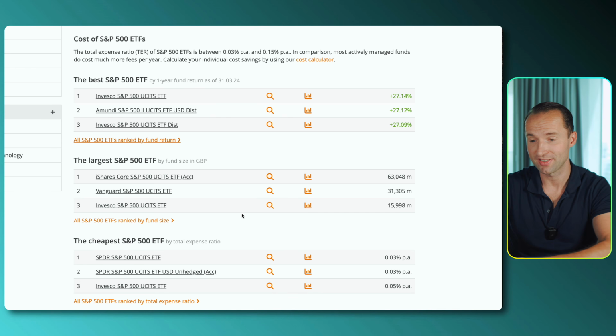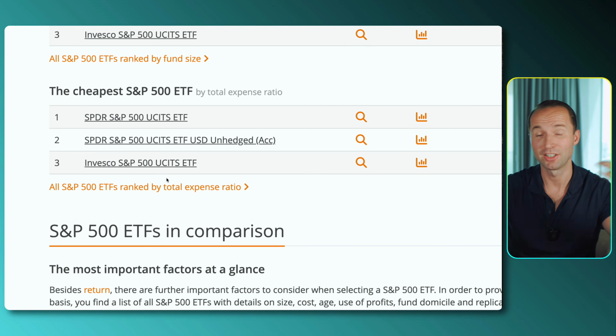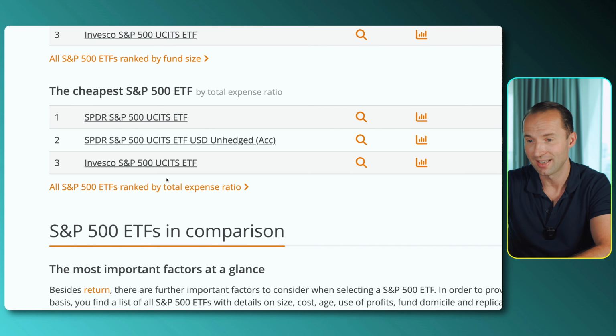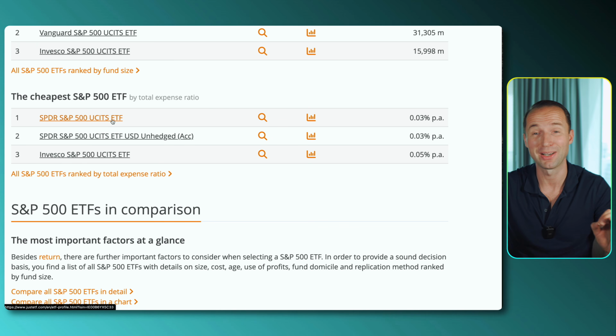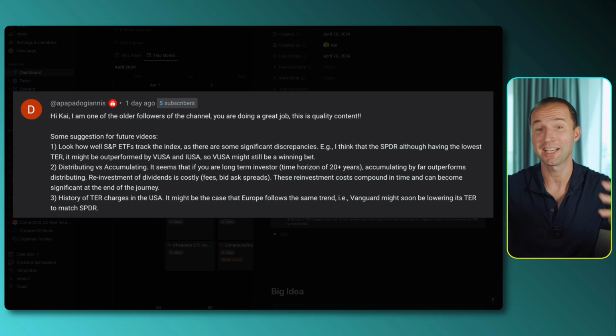So when we head over to justetf.com, you see over here the cheapest S&P 500 ETF UCITS. That's for basically non-Americans. We can buy those. You can see that's the ETF that I bought, because it has a very low expense ratio of 0.03%, which is unbeatable.